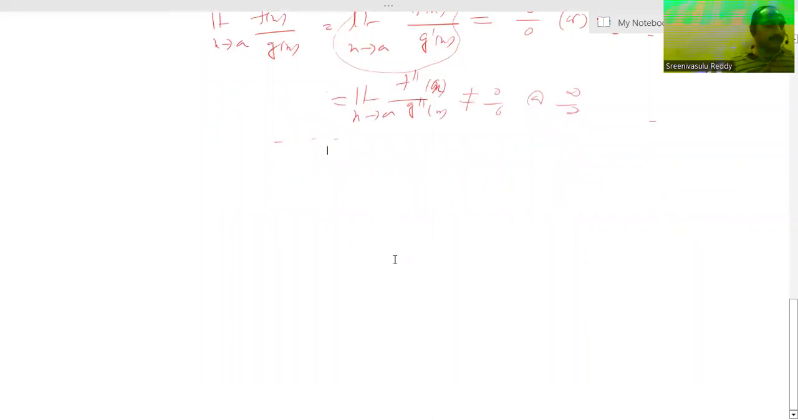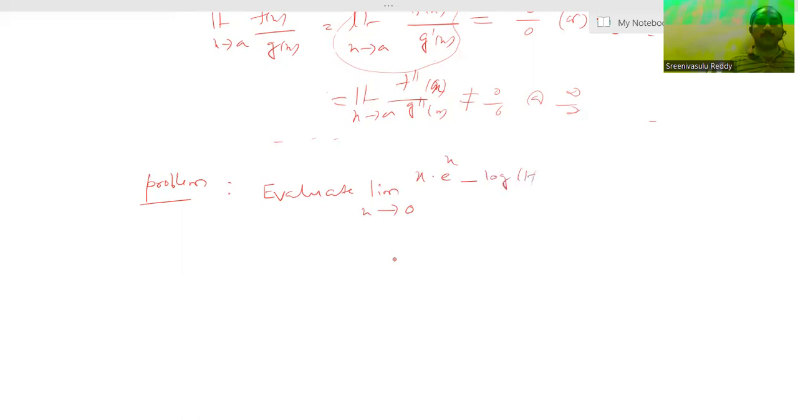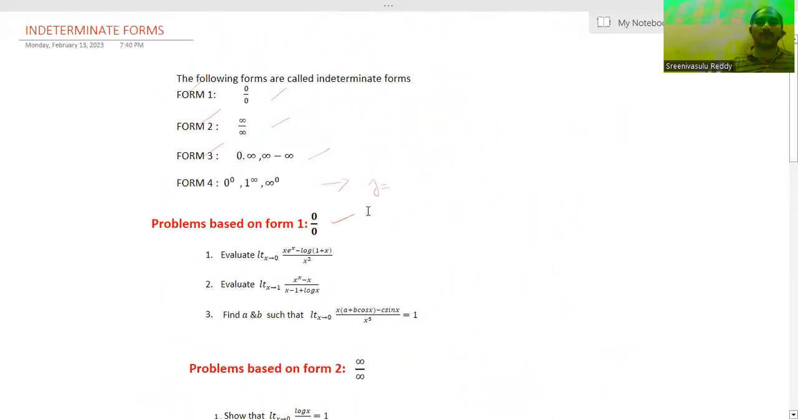Problem 1. Which model? 0 by 0 model. In our set, first problem is problem 1. Evaluate the limit as x tends to 0 of (x e^x minus log(1 plus x)) by x squared. This is the first problem in the typed list.